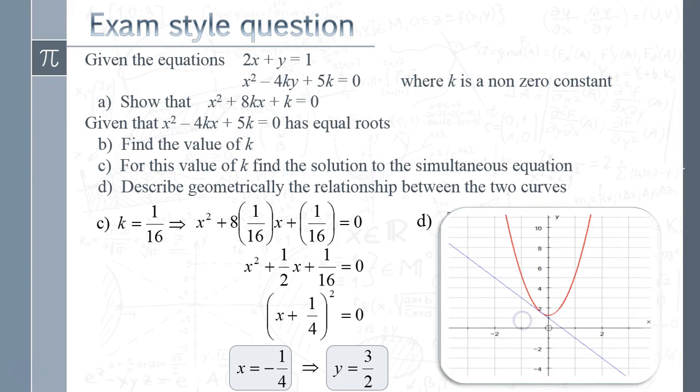And let's just have a little look at what that looks like. There you go, there's your curve, and there's the straight line, and clearly we've got a straight line. The blue line is a tangent to the curve.